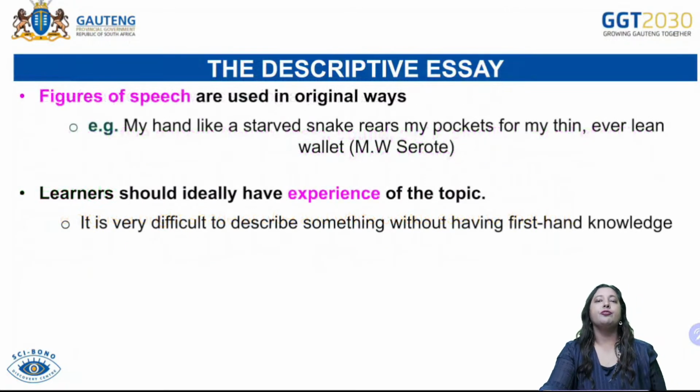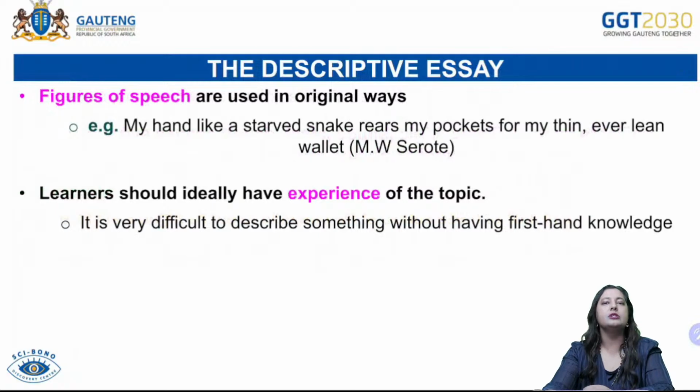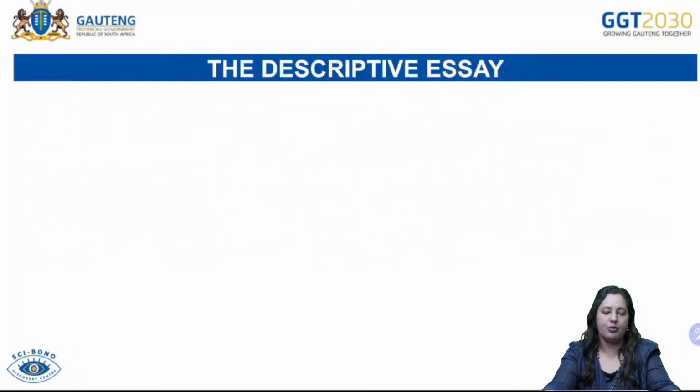All right, so your figures of speech that I said you can be using here, please make sure they are done in original ways. So there's some examples there for you. You want to also make sure that you have some sort of experience of the topic, because it's very difficult for you to describe something if you've never ever had an experience with it. Okay, so first-hand knowledge is what you should be working with when you are even selecting your topics.